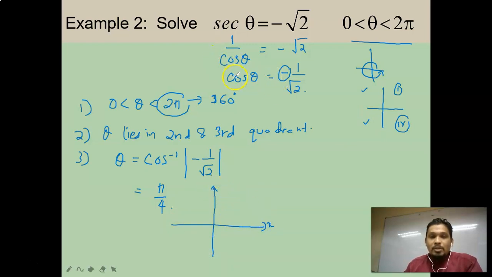So for cos theta equal to negative, the angle theta lies in what we call the second quadrant and the third quadrant, because this here is all for cos positive. And this second and third quadrant is where the cos is negative. So then here we assume that this is pi over 4, and also here pi over 4.